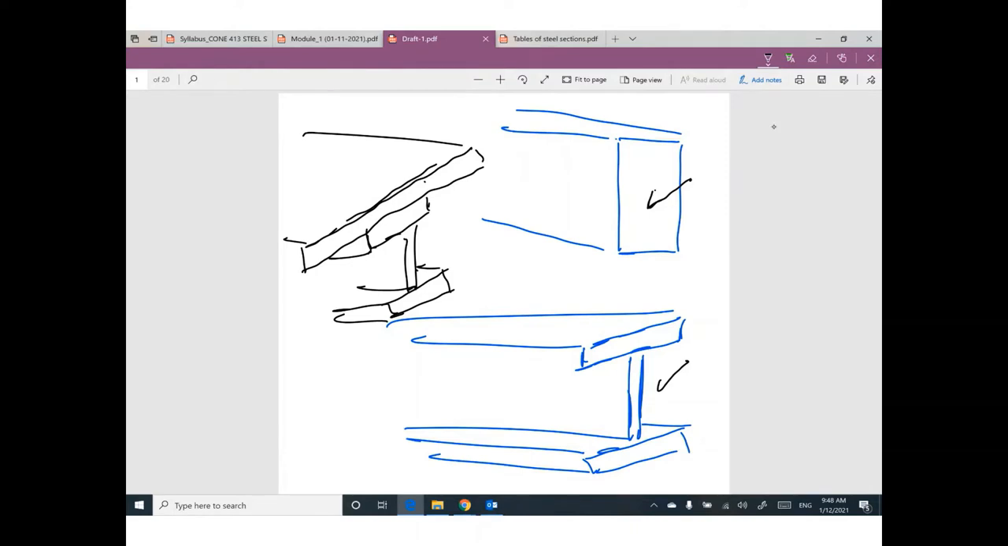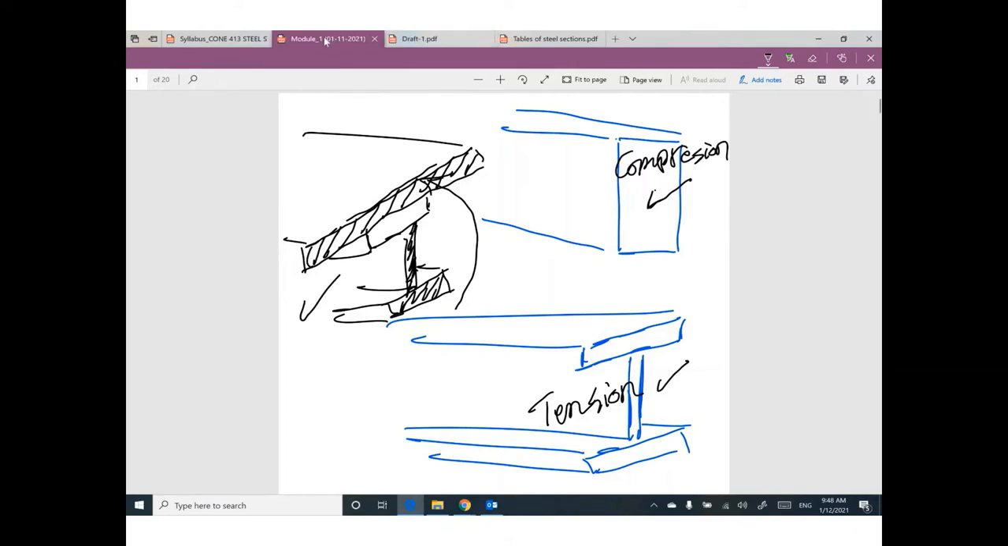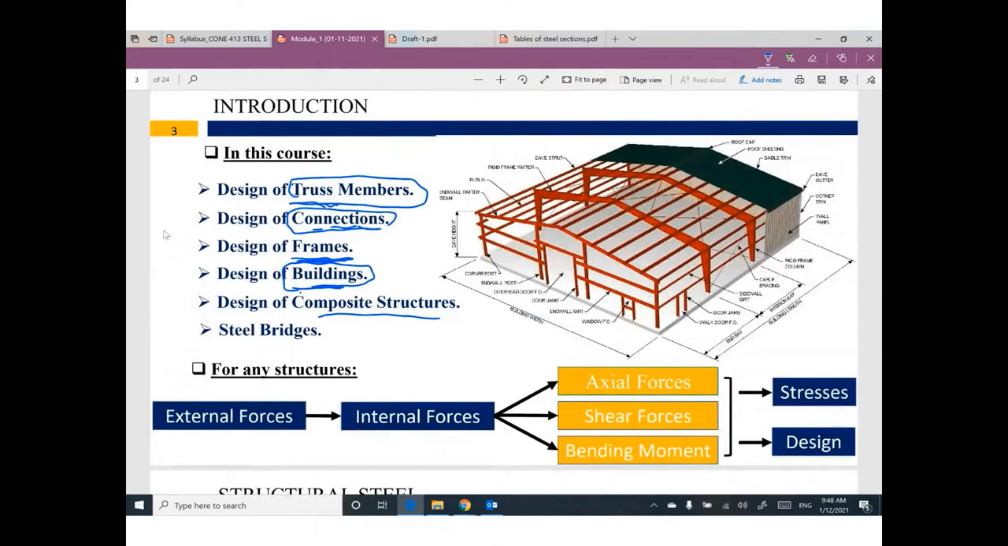Because steel is good in tension, concrete is excellent in compression. If you can set up a cross section and put concrete in compression and put steel in tension, you have the most efficient cross section. Anyway, we will go through this in more detail during the semester. So design of composite structure.